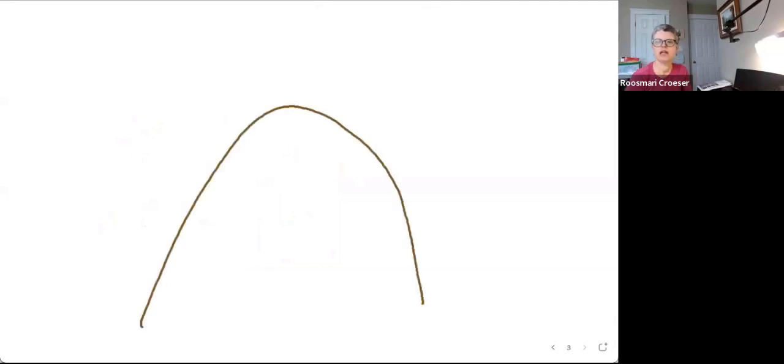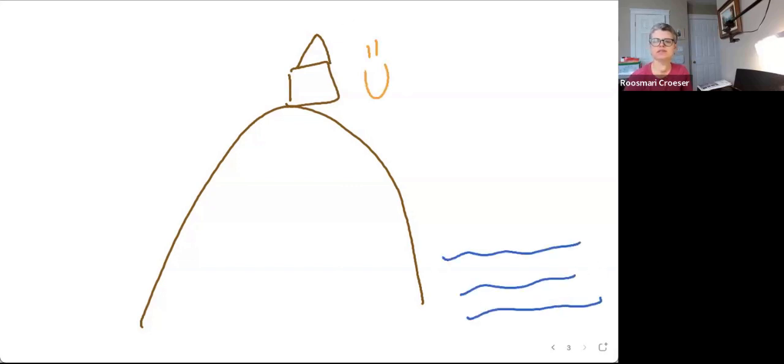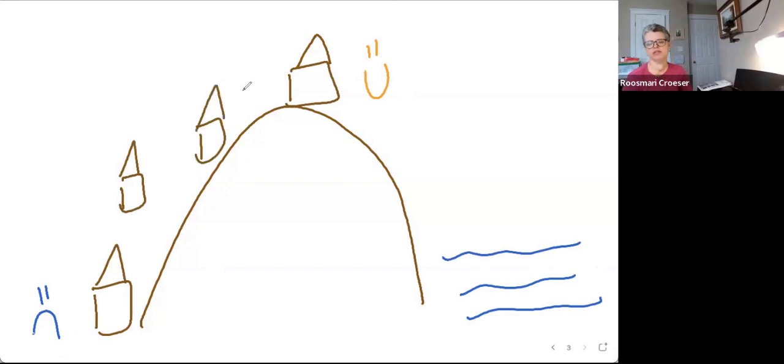There's a mountain. At the top of the mountain lives the happy friend. He's happy because he has a view of the ocean. On the other side of the mountain lives the sad friend. He's blue or sad because he cannot see the ocean from his house. There are 2 more houses between their houses.